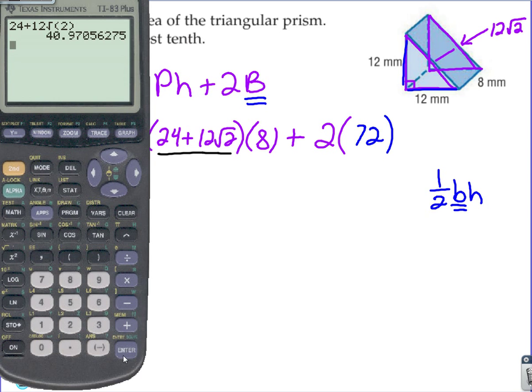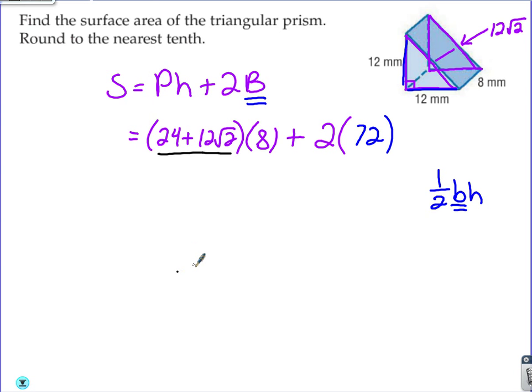Which is that, times 8, plus 72 times 2. Gives you 471.76. But if you want to impress all your friends, let's do it out there. I want the exact answer. And the problem is 24 plus 12 root 2, you can't add those together.